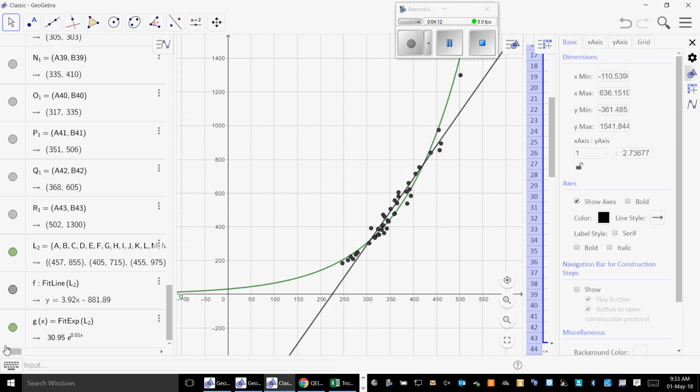Now, the green one, would you say that was a bit better than the black straight line? Yes, I'd say it was a lot better. Yes, an exponential graph has an asymptote.